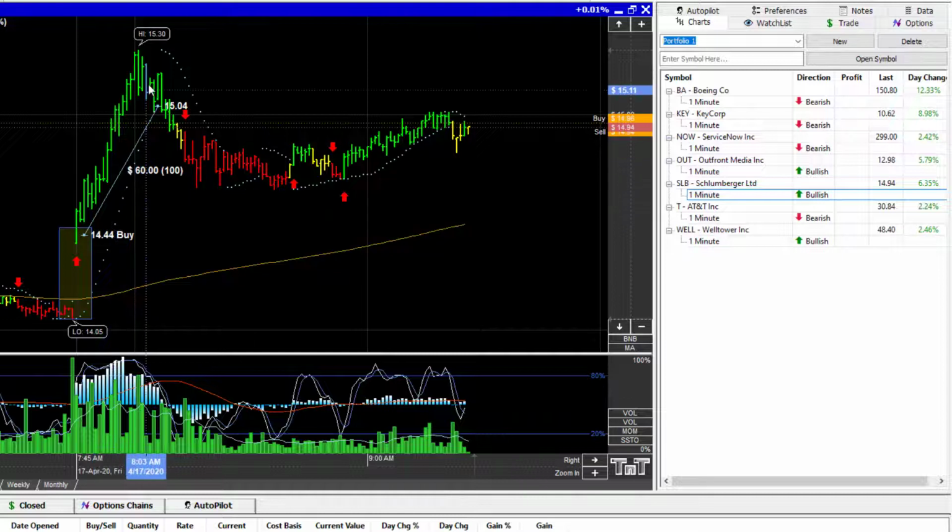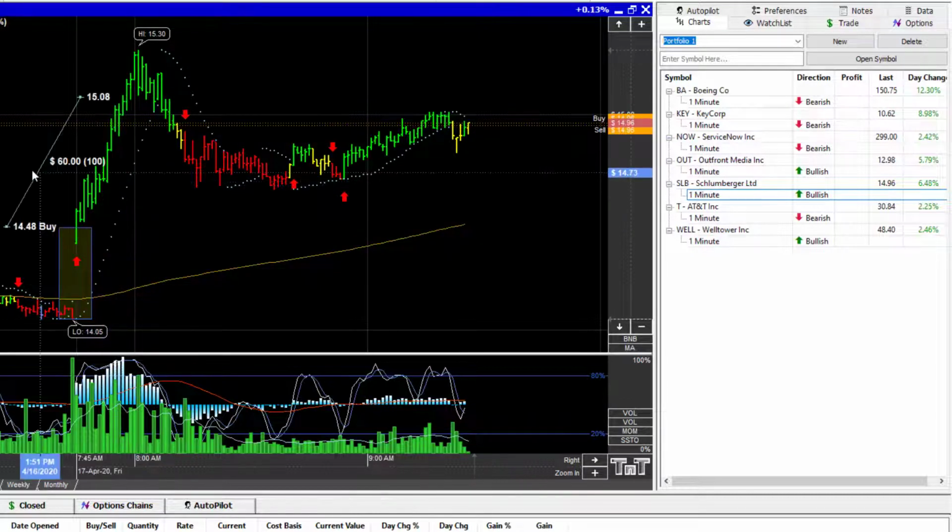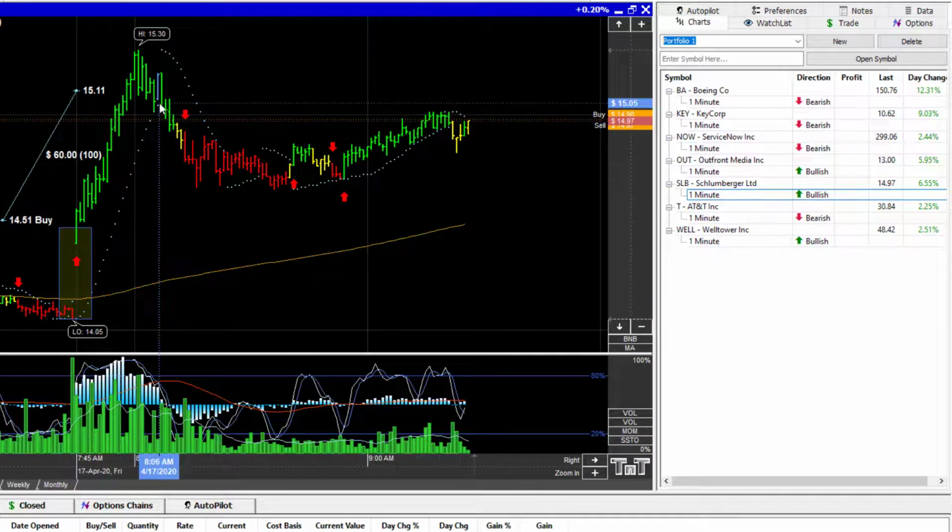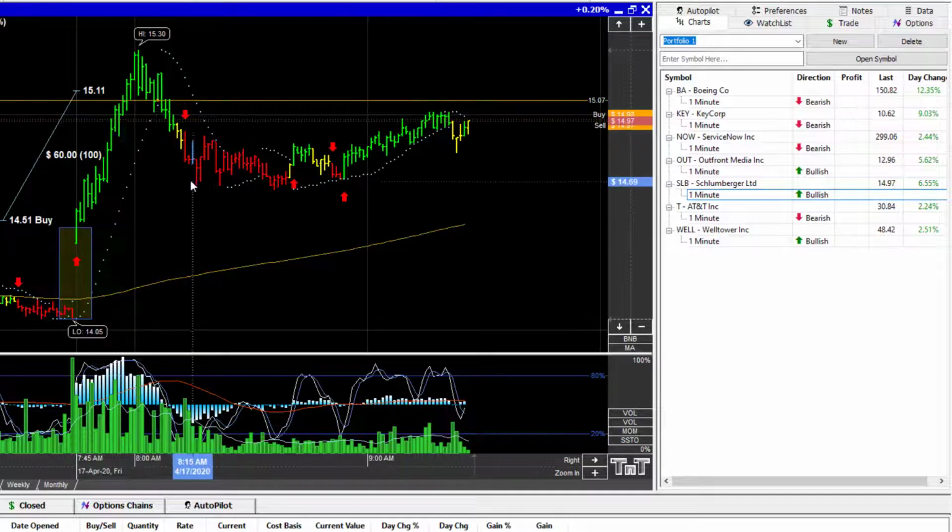Where do we get out once it goes up? Well, it's very easy to know where to get out when you have a gap and go trade, because you follow the blue lights. And when the blue lights get up there and it crosses back over the blue lights, that's where it's time to get out and take your profits right here. There's your exit point.